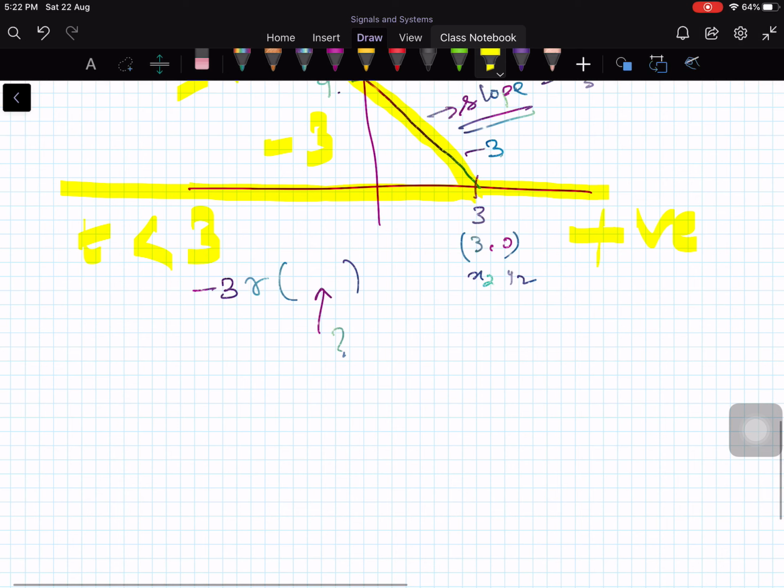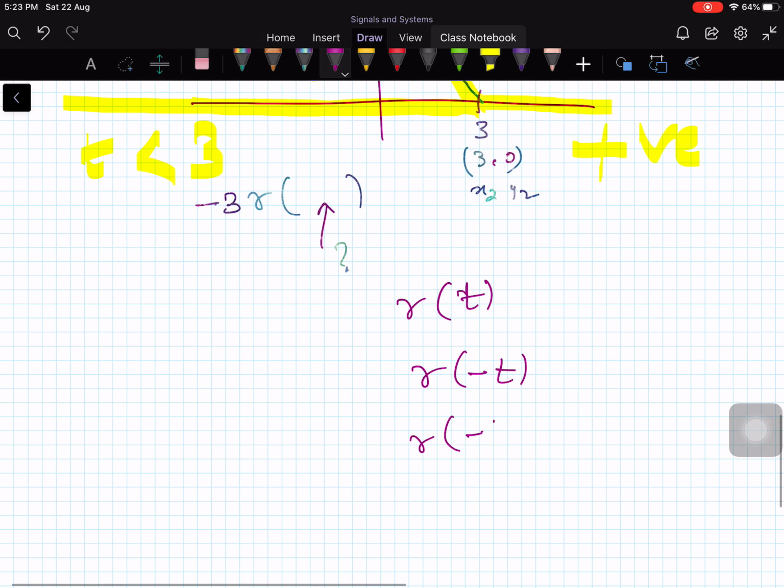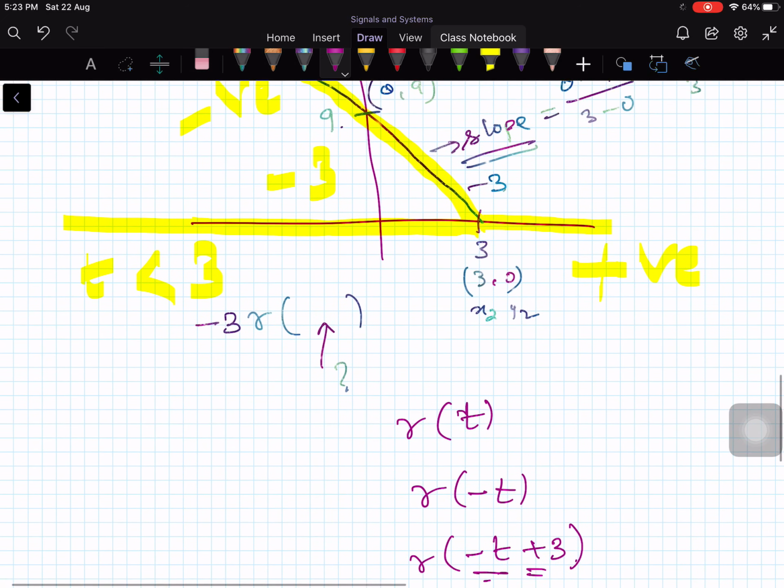So this function is a time reversal function. First of all, you reverse by t. Instead of r of t, you have r of minus t, because it is increasing in the negative direction and it is shifted to the right. Therefore, r of minus t, and plus 3. Because the negative function is shifted to the right, this plus comes. So I can write r of 3 minus t. What is the slope here? The slope is minus 3. So this function is minus 3 times r of 3 minus t.